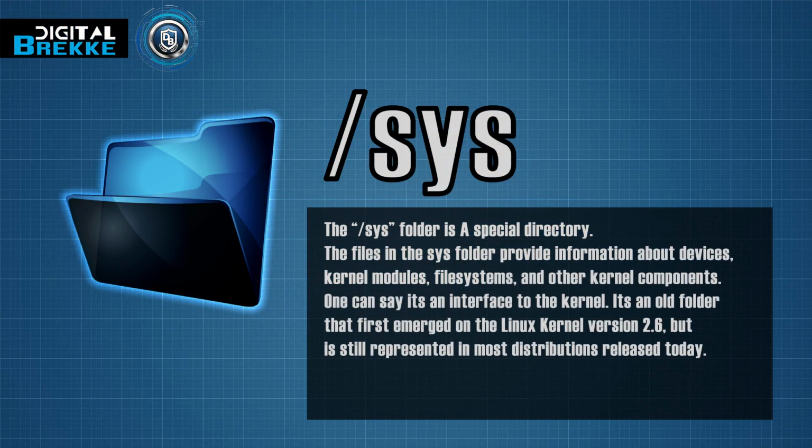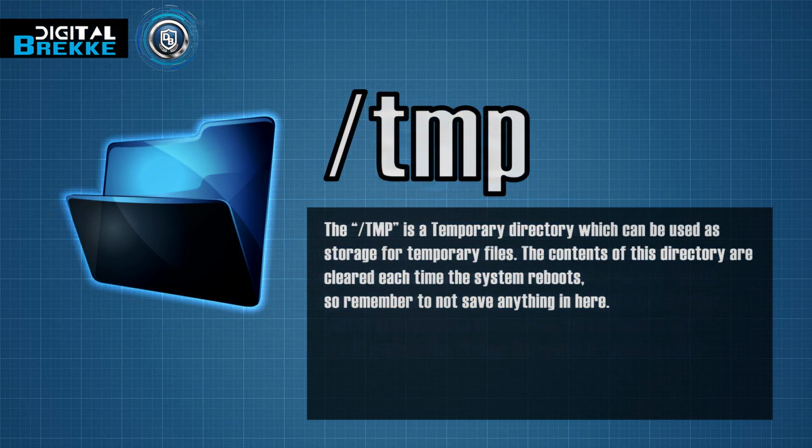The /sys folder is a special directory. The files in the /sys folder provide information about devices, kernel modules, file systems, and other kernel components. One can say it's an interface to the kernel. It's an old folder that first emerged in Linux kernel version 2.6, but is still represented in most distributions released today. The /tmp is a temporary directory which can be used as storage for temporary files. The contents of this directory are cleared each time the system reboots, so remember to not save anything in here.